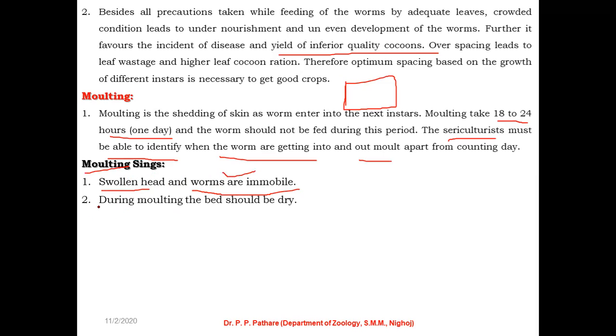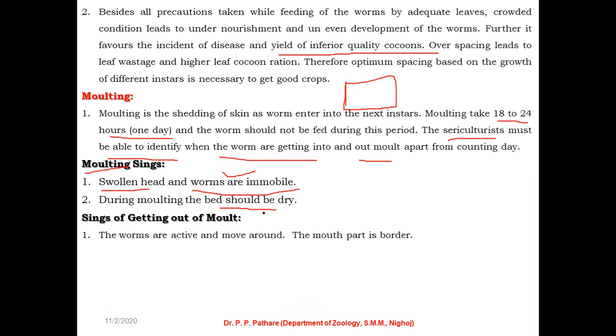During this condition, during the molting, the bed should be clean and dry. It is necessary because the worms are restless. They are entering into the next stage of their life. So this is the condition required during the molting.